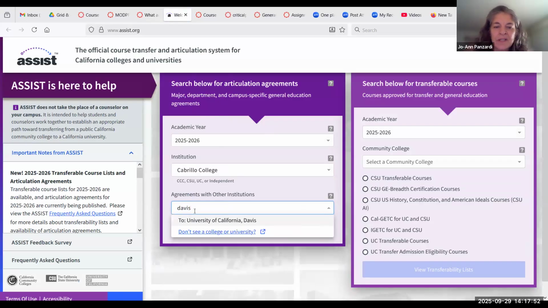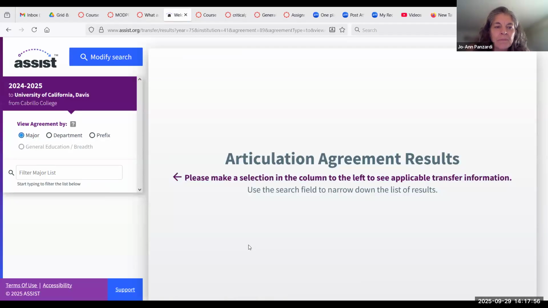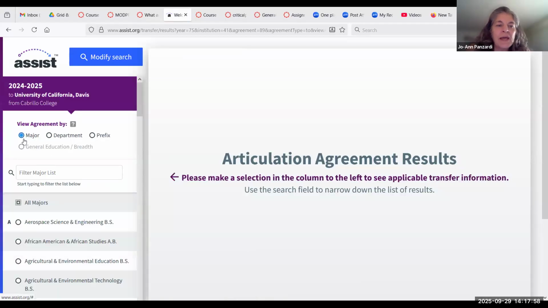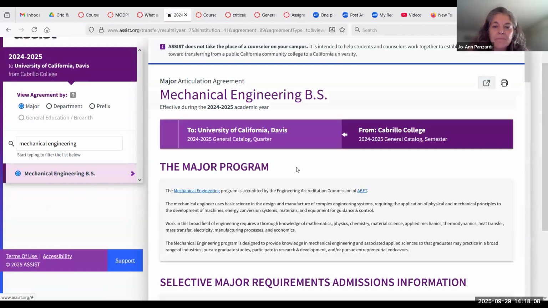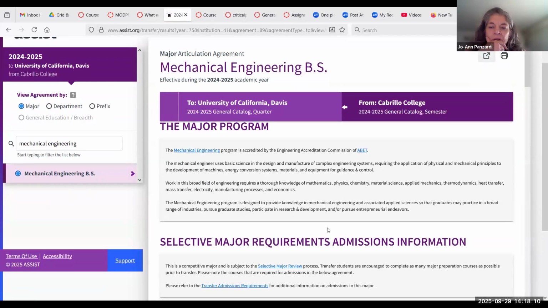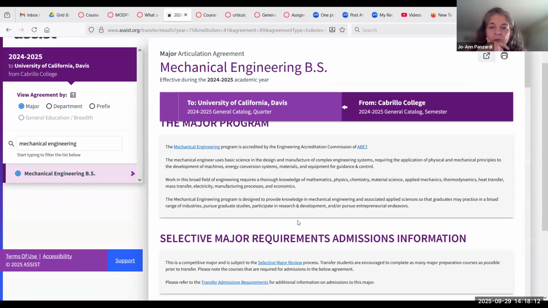Let's say it's UC Davis. You put in Davis, and then you click on View Agreement. Then it's asking you to go to the left and put in your major. So let's put in mechanical engineering. And here it is. I click on that. And then you see there's some paragraph words here, but notice this is written in two tables. This is Davis's classes and this is Cabrillo's classes.